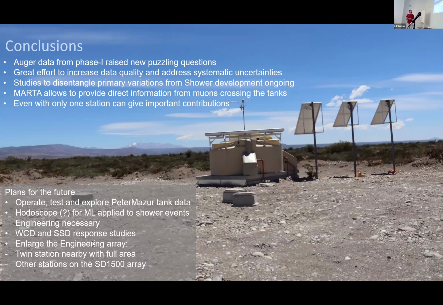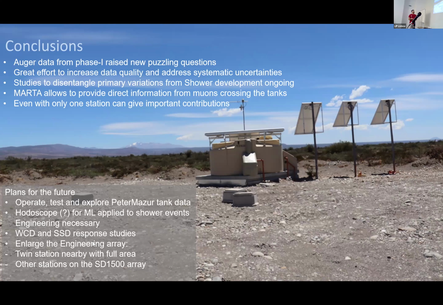We are working on the responses of the Water-Cherenkov and the scintillator to particles, and on the engineering array. Now we have, let's say, one station, and the next step would be either a twin station nearby, without the measurement of efficiency, so a standard station nearby that behaves more or less like a twin. So to have 2 MARTA stations on the same event.